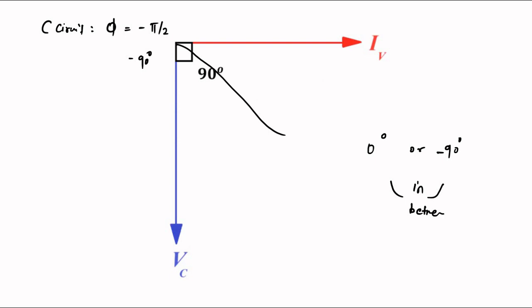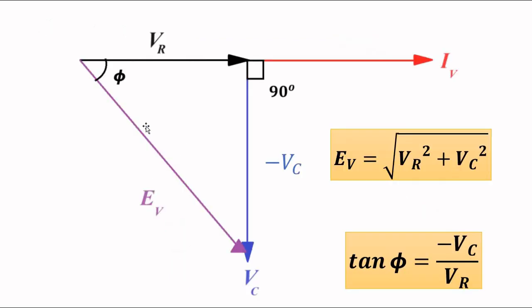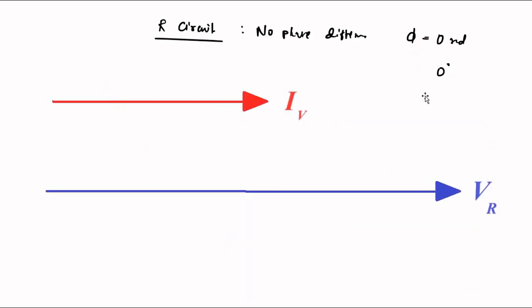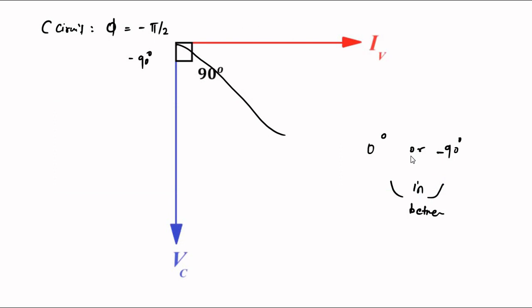So for an AC circuit containing both resistor and capacitor, the phase difference phi is somewhere in between a purely resistive circuit, that is 0 degree or 0 radian, and a purely capacitive circuit with 90 degrees or pi by 2 radian, negatively. So it is somewhere like this.